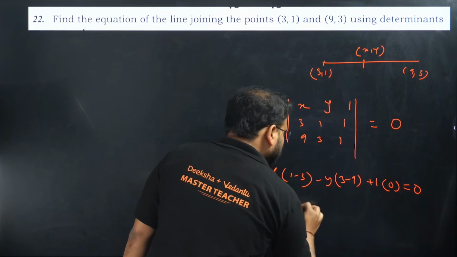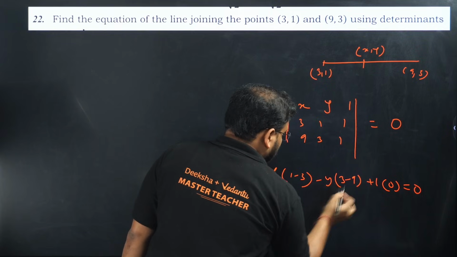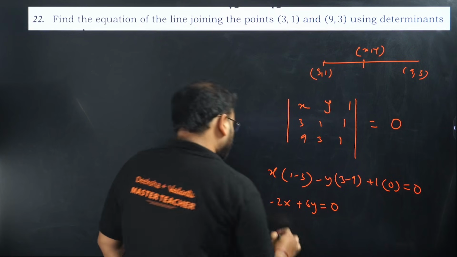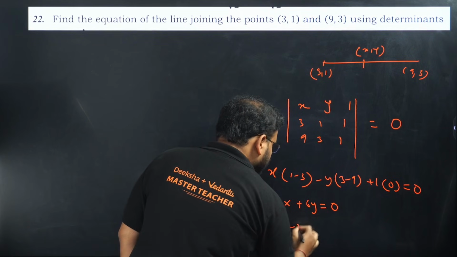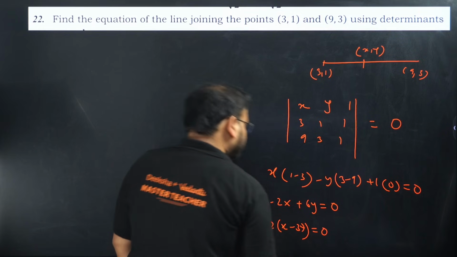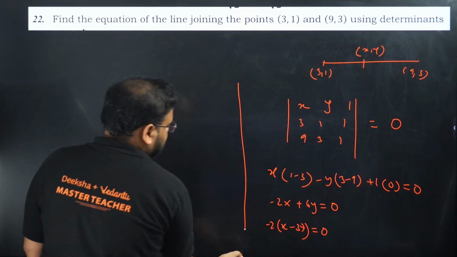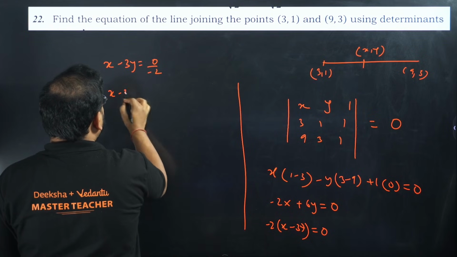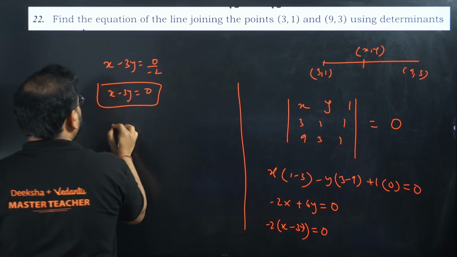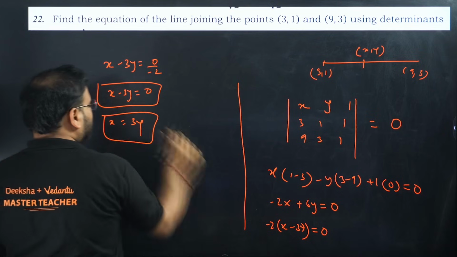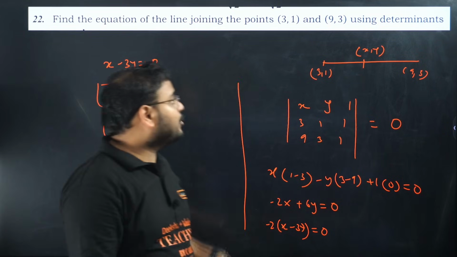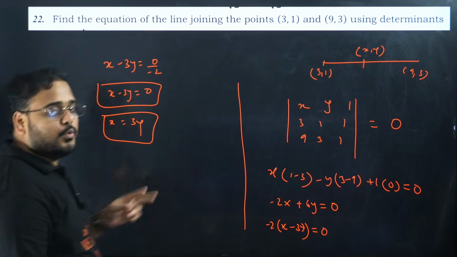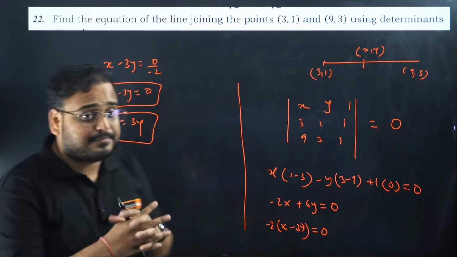We'll have minus 2x, that will be minus 6 plus y, minus 6 into minus y will become plus 6y equal to 0. Let's do one thing, let's take minus 2 common. We'll have here x minus 3y should be 0. I've taken minus 2 common, right? So my equation is nothing but x minus 3y equal to 0 by minus 2. Answer is x minus 3y equal to 0, or you can write this as x equals 3y. This is your final equation of the line passing through the 2 points using the concept of determinant. Question number 22, another 2 marker question is dealt with. Please check.